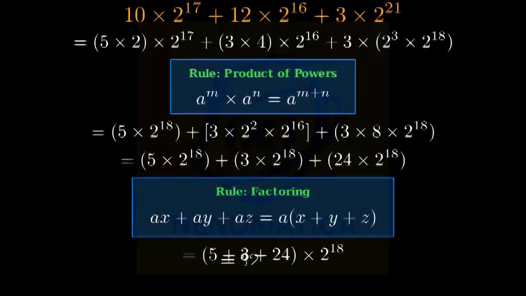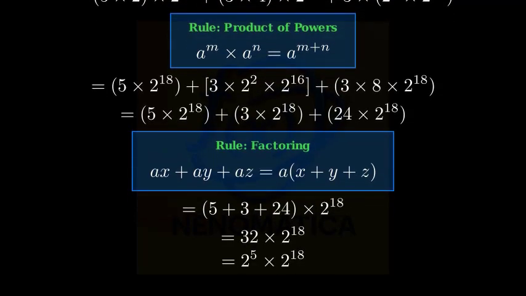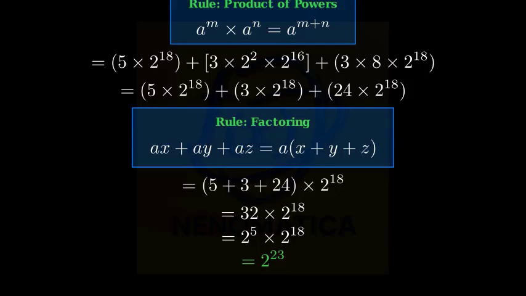Step 5. Let's add the numbers inside the parentheses. 5 plus 3 plus 24 equals 32. So we have 32 times 2 to the power of 18. Step 6. We can express 32 as 2 to the power of 5. So we have 2 to the power of 5 times 2 to the power of 18. Using the exponent rule for multiplication again, we add the exponents. 5 plus 18 equals 23. Therefore, our final answer is 2 to the power of 23.